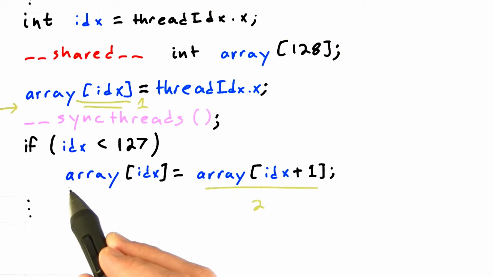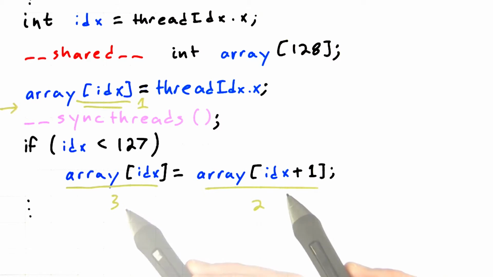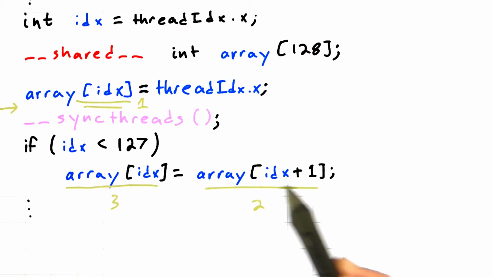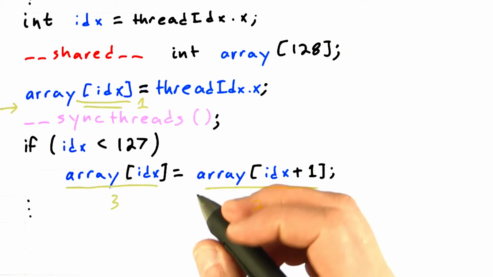And then finally, we're going to write to the array at index. And that's operation 3. And the tricky thing about this is that all of these reads should complete before we allow any of these writes to finish. So really, we need to restructure this code.